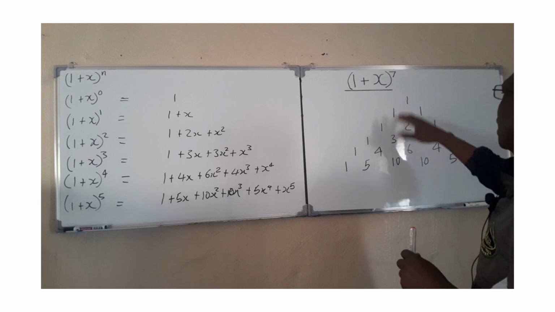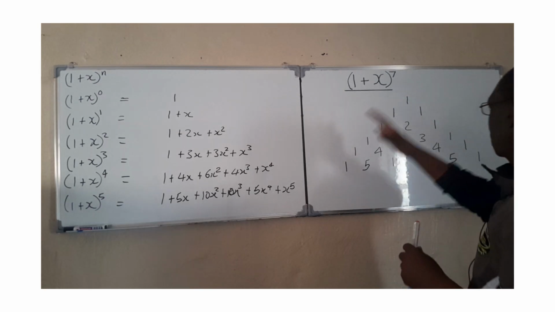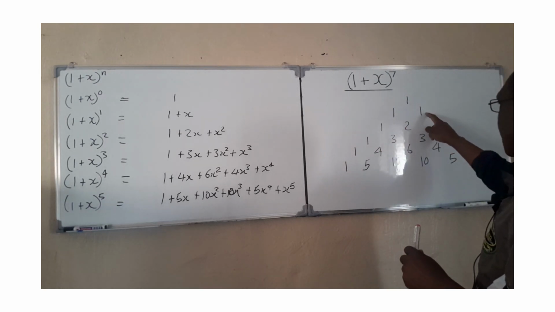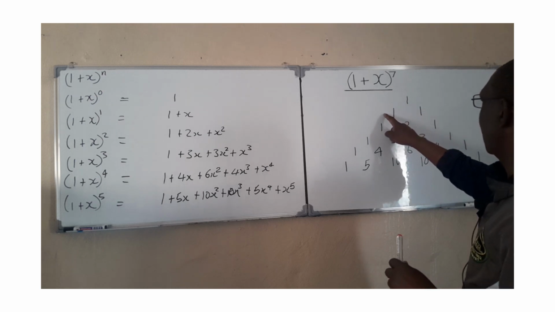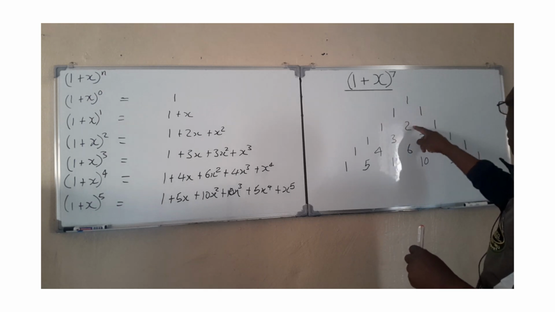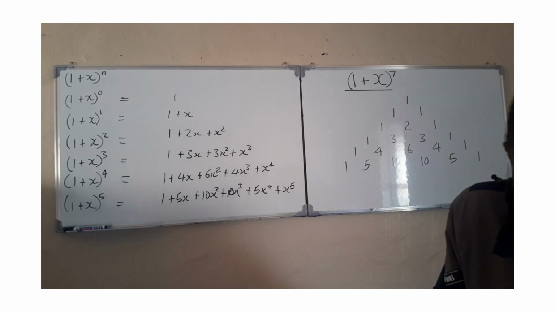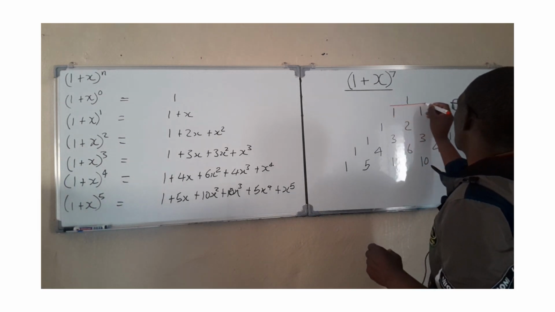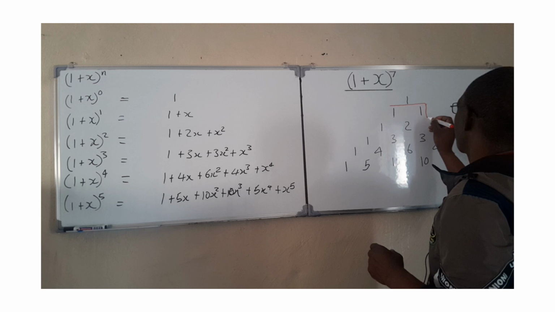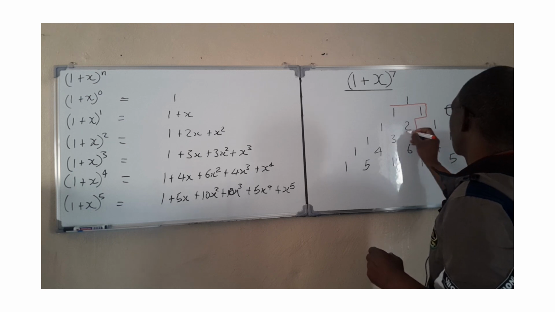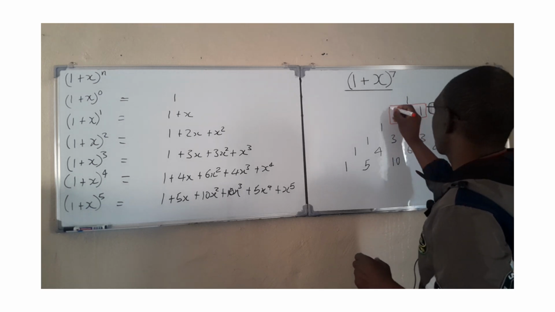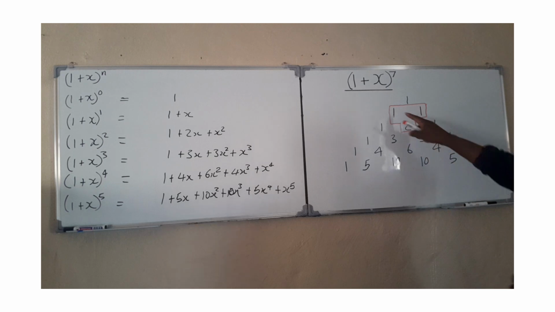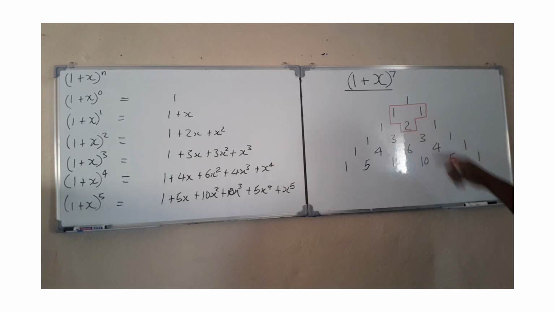No, just above it, but to the left and to the right. I have got a 1 here, and I've got a 1 there. And a 1 plus a 1 gives me a 2. Okay, let's see if that continues throughout the triangle. So here, I will put it in a nice box there. Was it a box? I don't know. So a 1 and a 1 give me a 2.